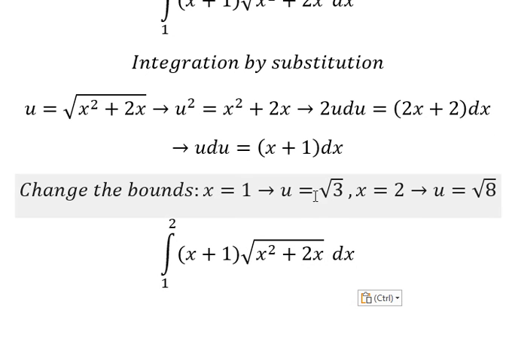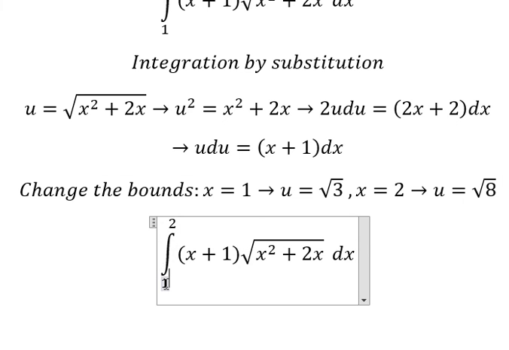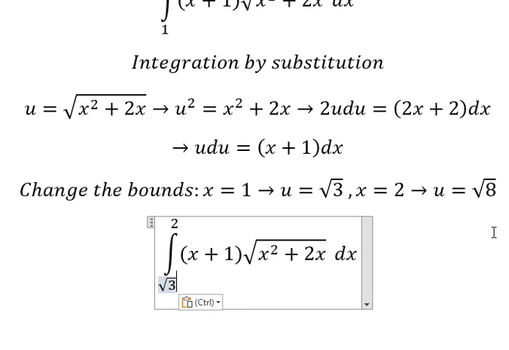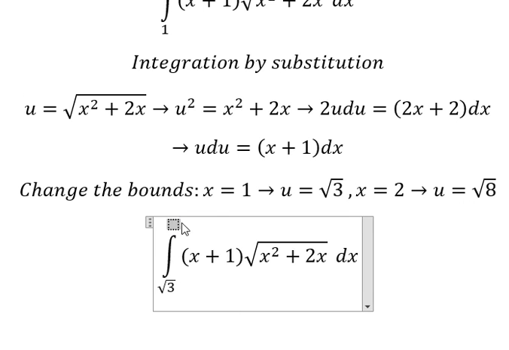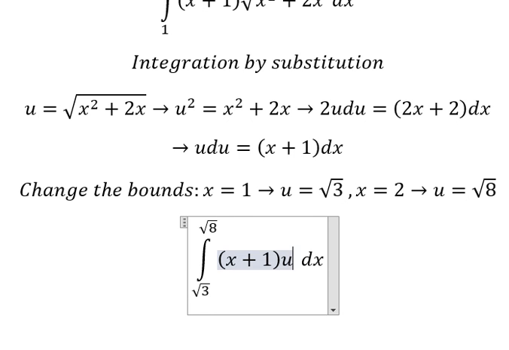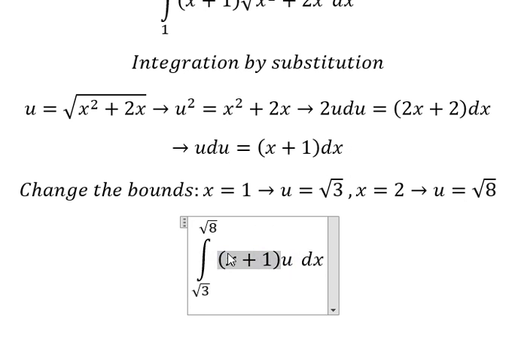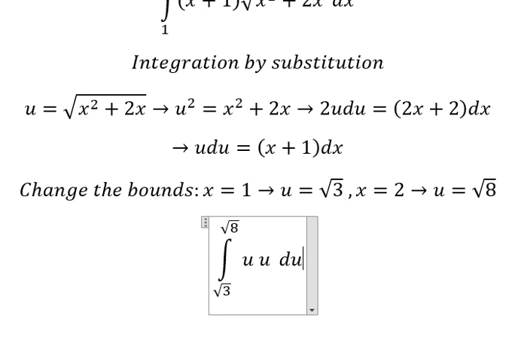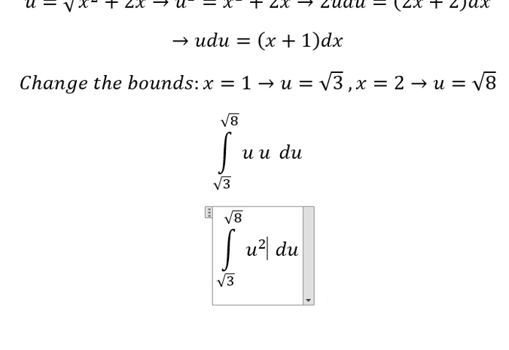So number 1, that is about this one. Number 2, that is about this one. This one we change by u. The s plus 1 ds we change by u du. So this one we have u squared.